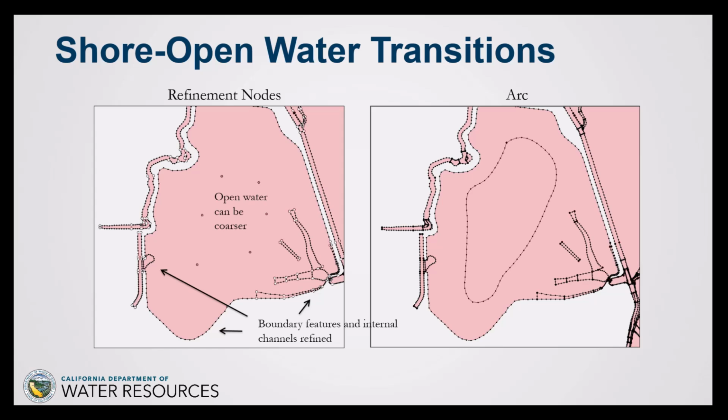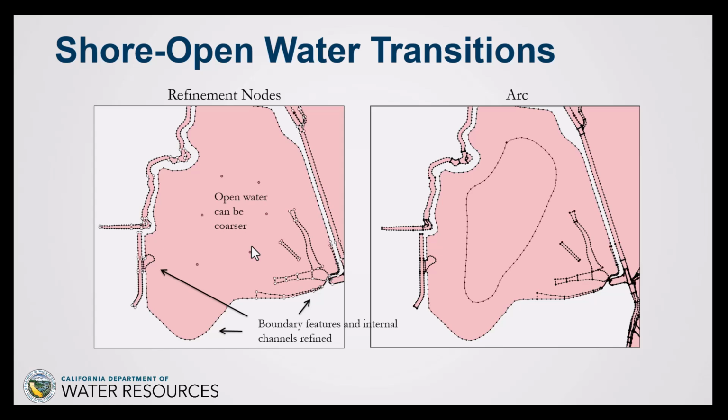Okay, the last thing I want to talk about is shore to open water transitions. It's often the case that you're closer to the shore, or in this case, the inlet to Clifton Court. You're refining the flow field with pretty small cell sizes or element sizes, but in the open water you can tolerate something that's a little bit coarser.